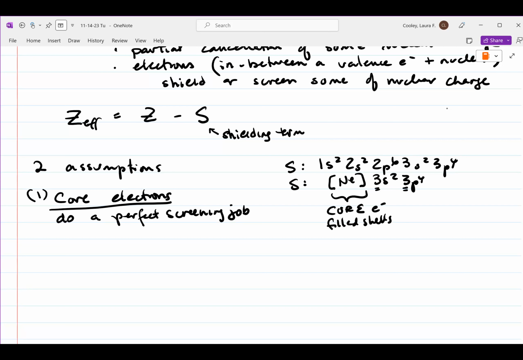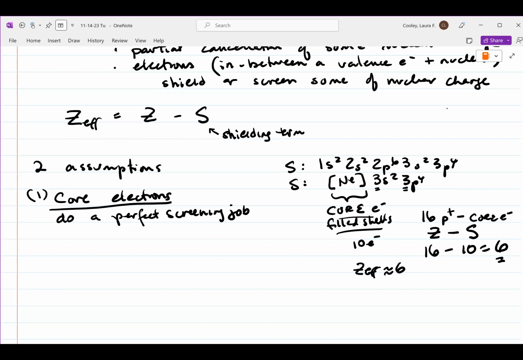So we subtract 1 proton from the nucleus for every electron in the core. For sulfur, this is 10 electrons. So we have 16 protons in the nucleus, that's the Z, minus the shielding, which is the number of core electrons. So we have 16 minus 10, which gives us 6. So we say that the effective nuclear charge is approximately 6.